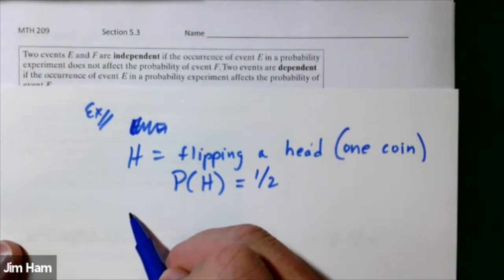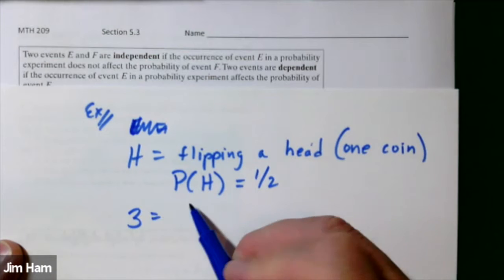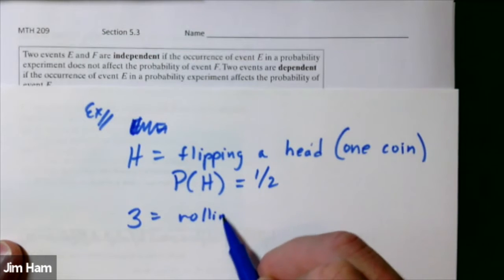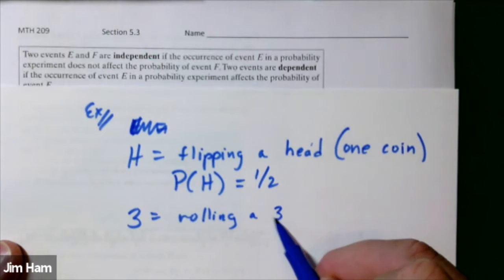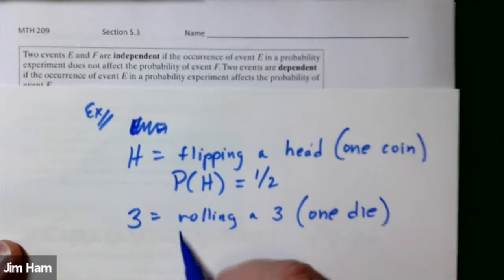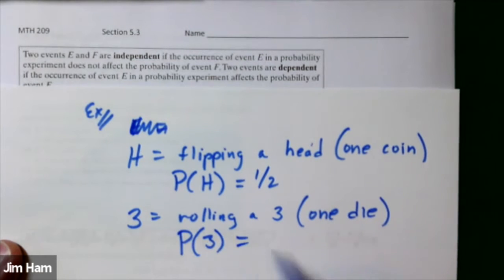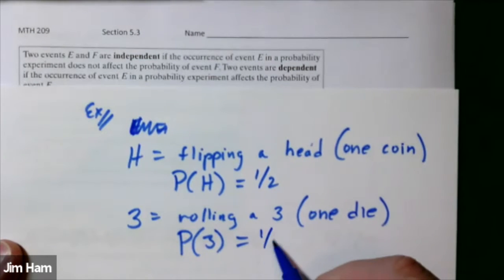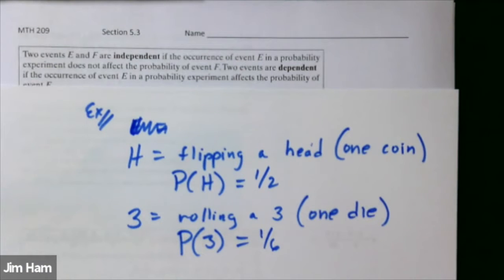And let's say 3 equals the event of rolling a 3 when you roll one die. And we know that the probability of rolling a 3 is 1/6, because there are 6 different numbers that can come up. They're all equally likely. Probability of getting a 3 would be 1 in the total number of outcomes 6, 1 in 6.